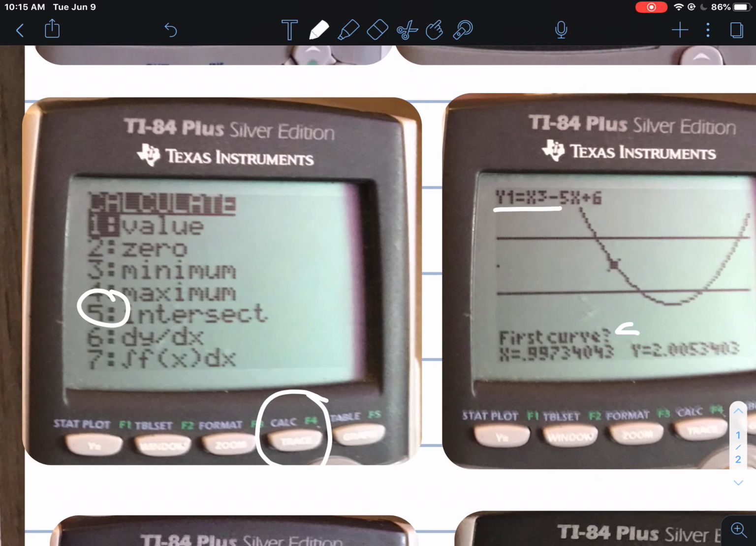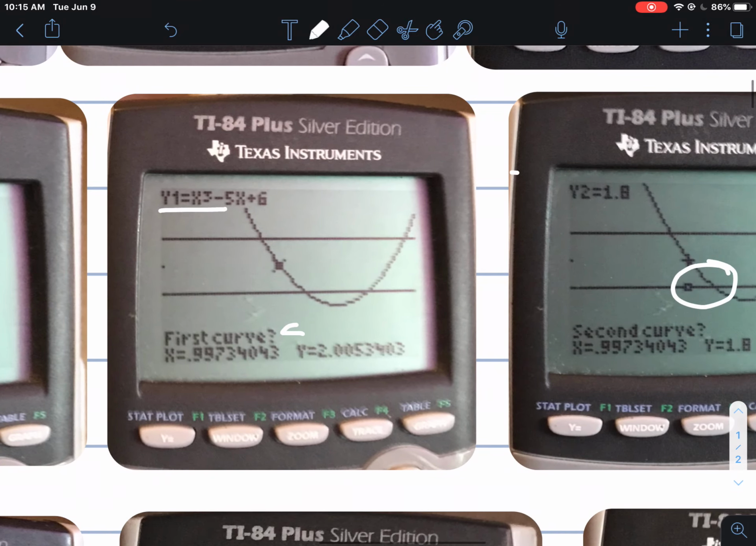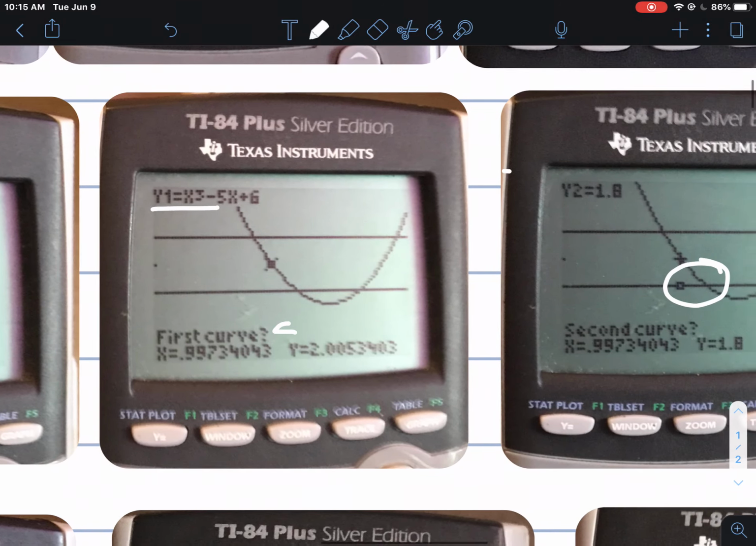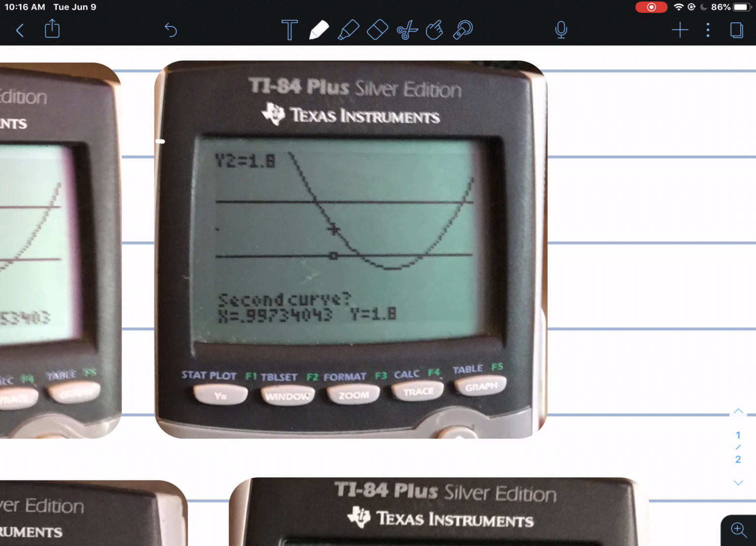Go to our intersect. Choose intersect, and it'll say first curve. Hit enter. Now when you hit enter, it's going to automatically go to Y2. You need now to go to Y3 because that's our 2.2. I want this one. So hit your up or down arrow and it'll scroll through the Y's. If I want to go from Y2 to Y3, just hit the down arrow, and now my second curve will be Y3 equals 2.2.